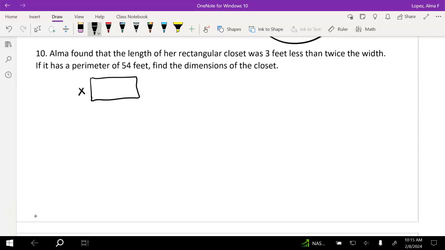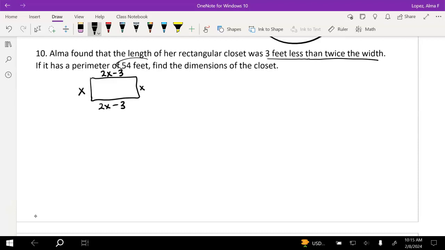The length of her closet was 3 feet less than. I'm going to subtract 3 from something. 3 feet less than twice the width. Well, twice the width would now be 2x. It's a rectangle, so if this side is x, so is this side. If this side is 2x minus 3, so is this side.